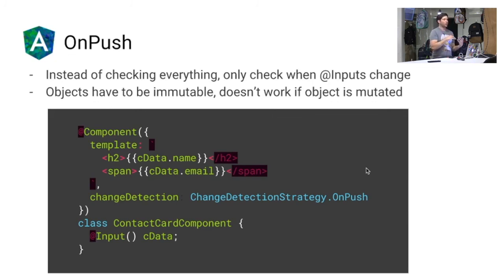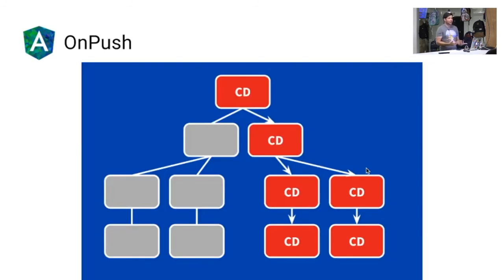So OnPush works very well with Immutable.js or immutable data structures in general. And the nice thing is that now you're saying, I don't need to run change detection on my entire tree. I can only run it for things that might have been affected. So you're cutting the tree of change detection down to just the bits that you care about. You can even take this further.